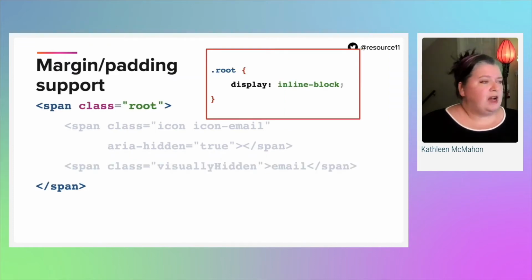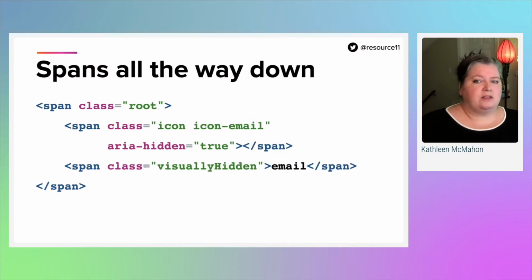There is also a wrapping span surrounding these two sibling spans. In that wrapping span, we use a CSS class to convert the span's native display property from inline to inline-block. This way, we can support margin and padding customization in CSS on all four sides of the element. Notice that we're using spans all the way down for all three elements here. This is on purpose for when we pair this component with a button later.